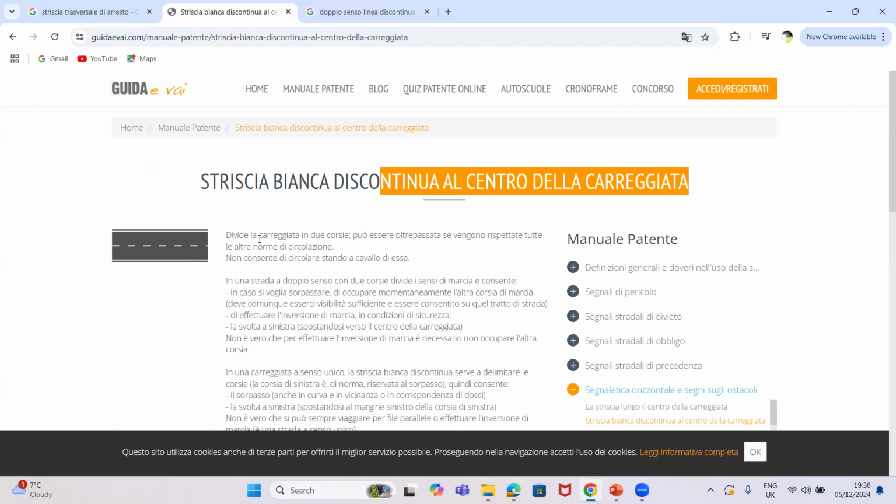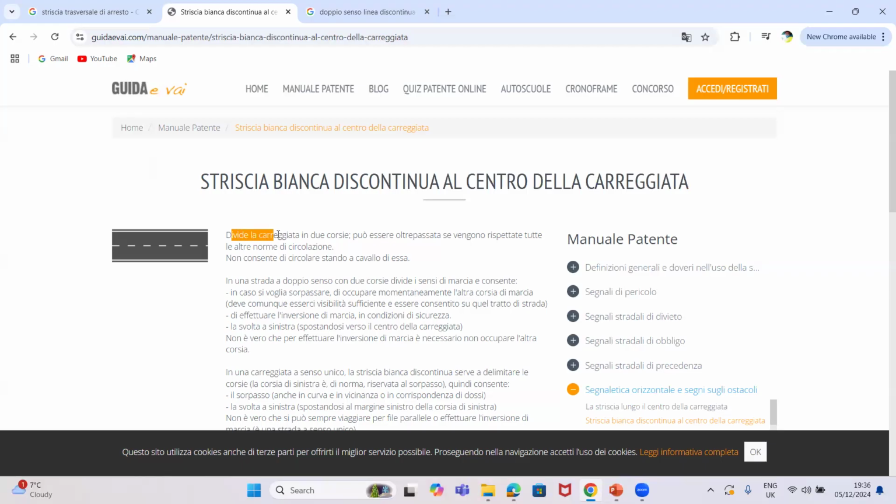Now watch. They can say, do you know that this discontinuous line divide la carreggiata in due corsie? Yes, it divides the road into two corsia. Simple. Because inside this carreggiata, you go see two corsia. Può essere oltrepassato se vengono rispettato tutte le norme di circolazione. What does this mean? You can overpass it so long as you respect the rules and regulation. For example, if this is a senso unico and you are sure no car is coming, of course you can overtake. If this road is doppio senso, you have to overtake and come back immediately because this road can be doppio senso.